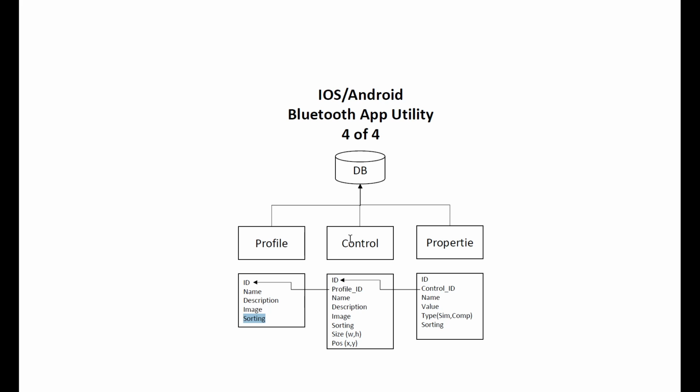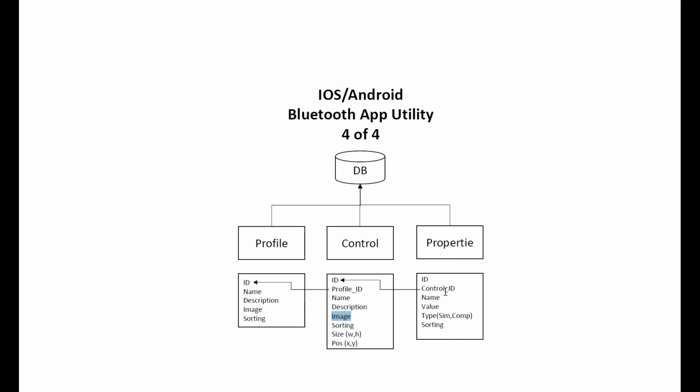The control or controls needs an ID. It needs the ID of the parent or the profile ID, the name of the control, the description of the control, the image of the control, sorting, and then size and position. So those are the basic requirements for a control. And then properties for the control itself.